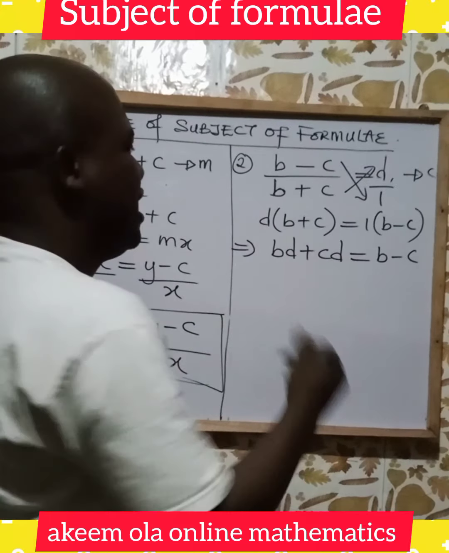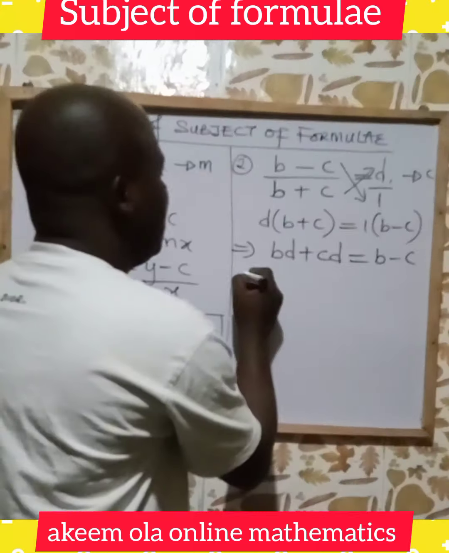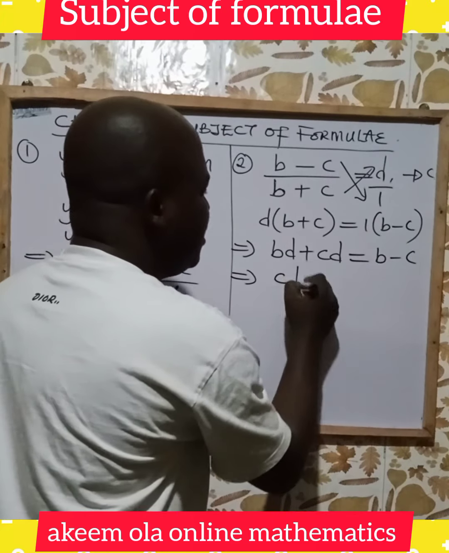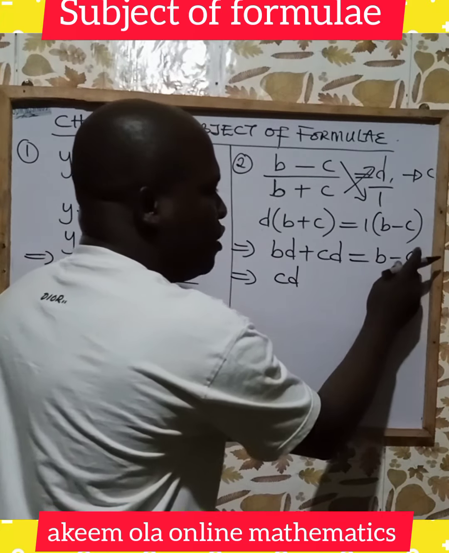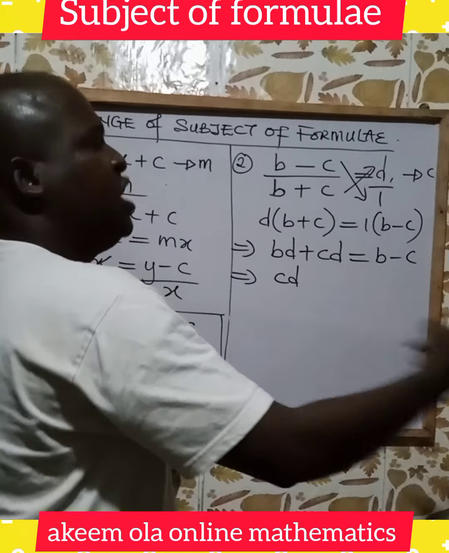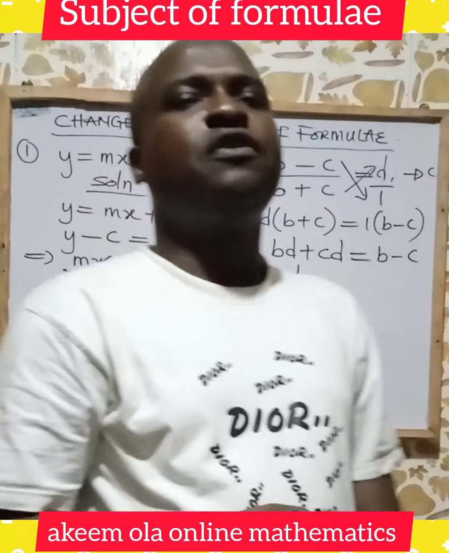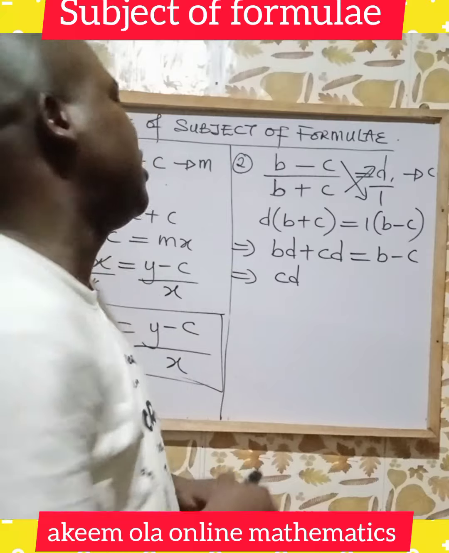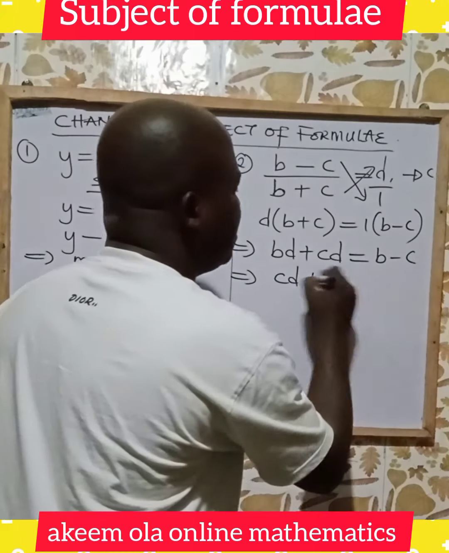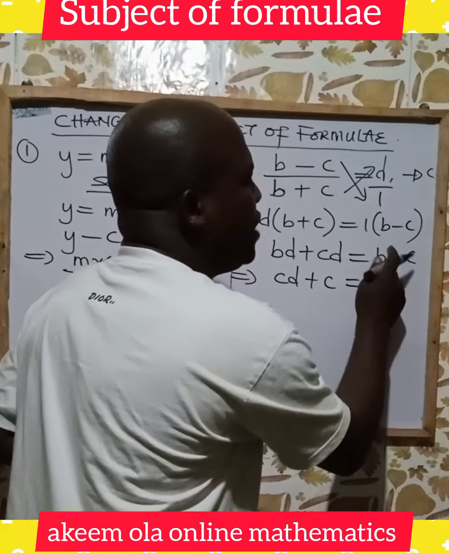CD is already here. That means BD will move to the other side. So we are going to have CD will be left here. This C will leave here and comes to this side. When it's moved to the other side, the sign will change from minus C to plus C. That means I'm going to have CD plus C is now equal to B is already here.